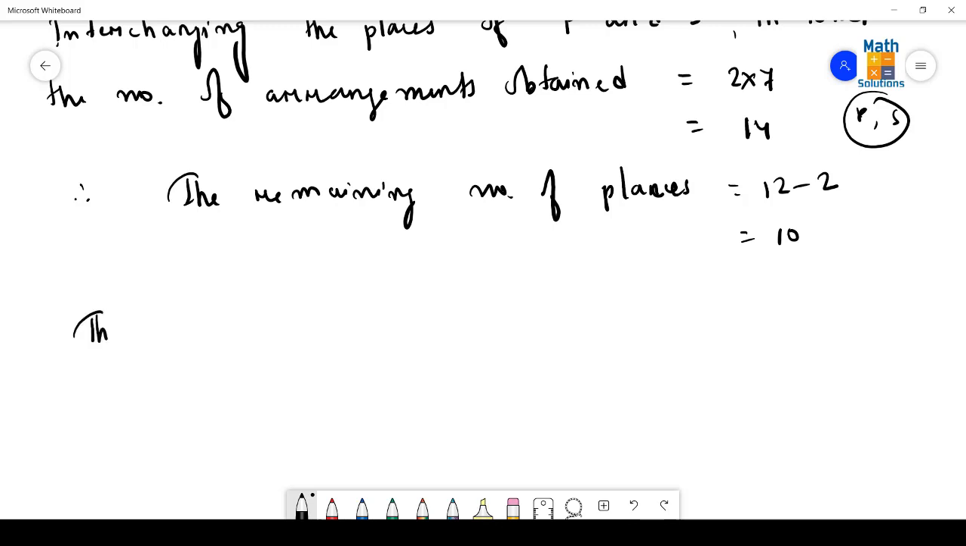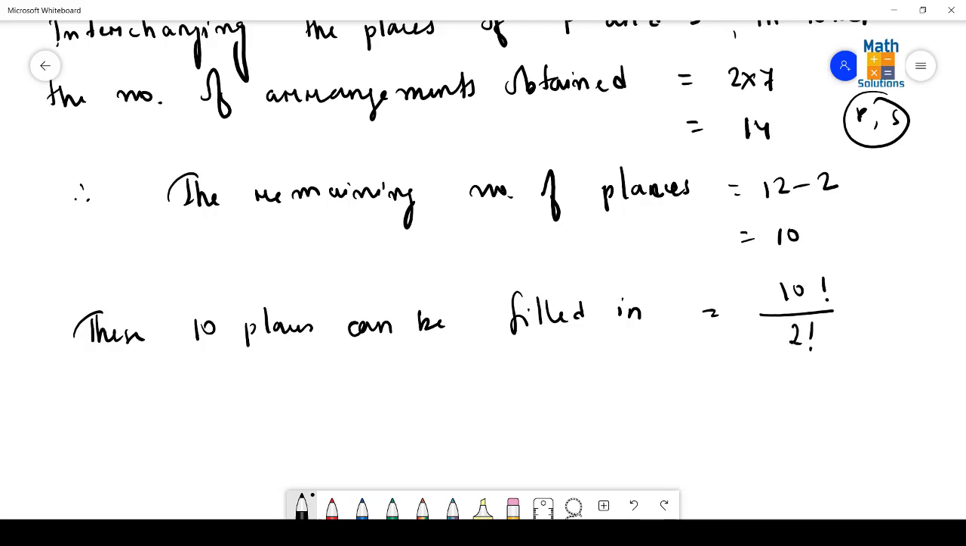These 10 places can be filled in how many ways? 10 factorial ways, of course. That should again be distinct, and in what way can this be made distinct? Dividing this by 2 factorial. This 2 factorial is for what? Repetition of the letter T.